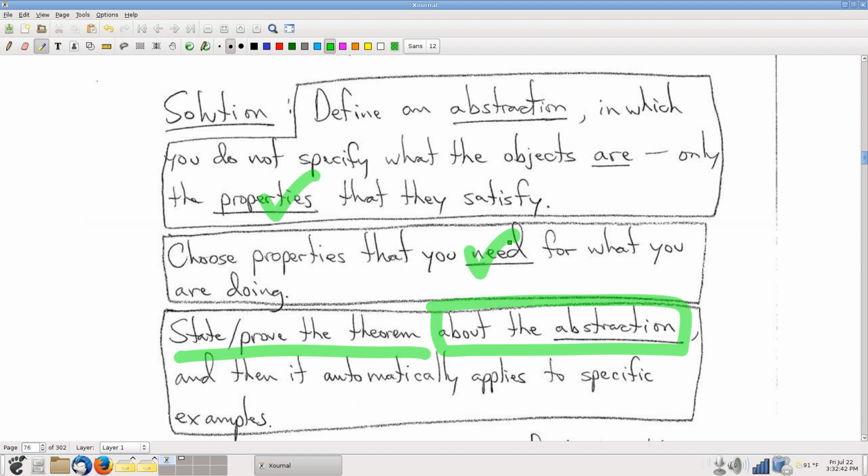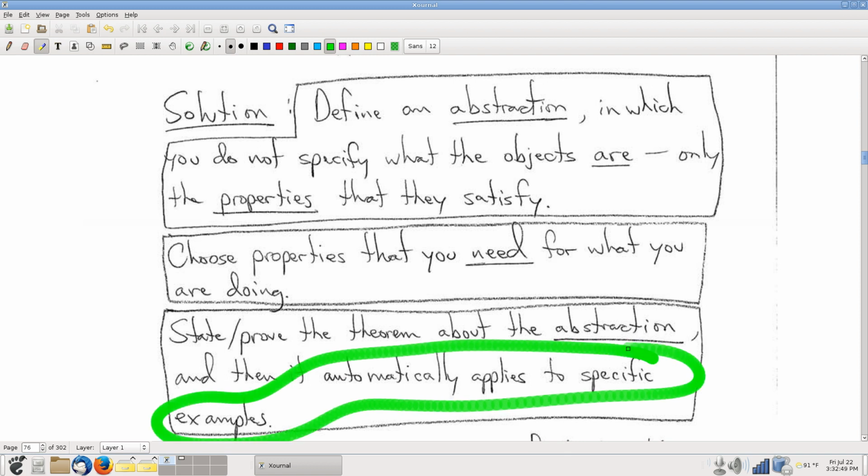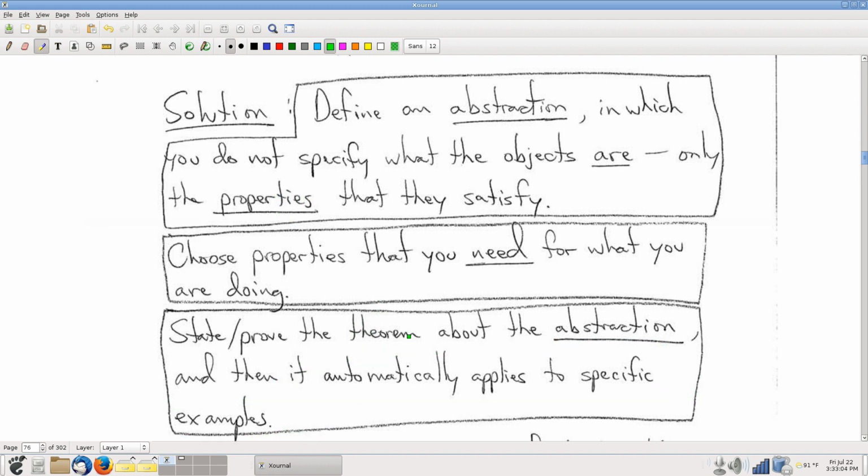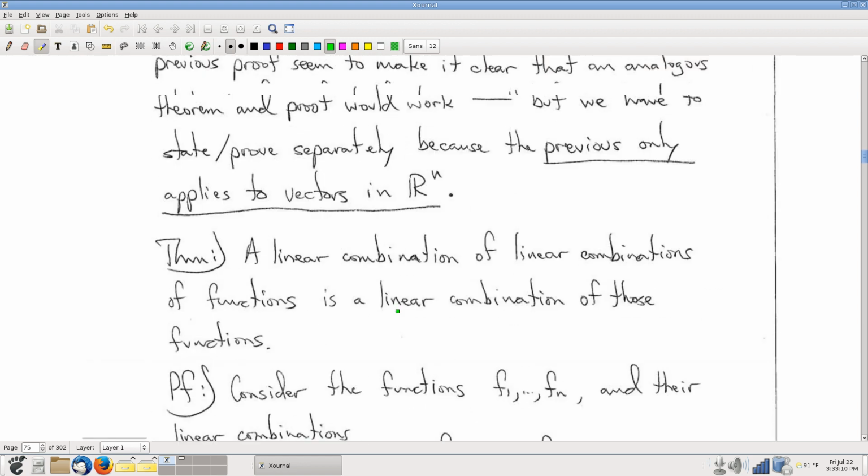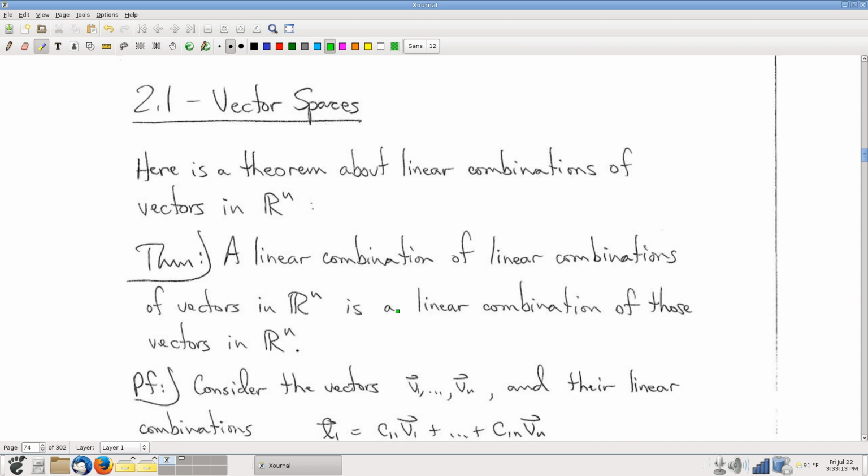Then we have a theorem in the abstract, and what's wonderful about this is that any time you find some specific example, as long as you check that your example satisfies the required properties, then the theorem automatically applies to your specific example. Okay, it's a very powerful idea. We'll see an example of this momentarily, in the next lecture. Looking back to the theorem that we were looking at here, and I'll look back to the first example.